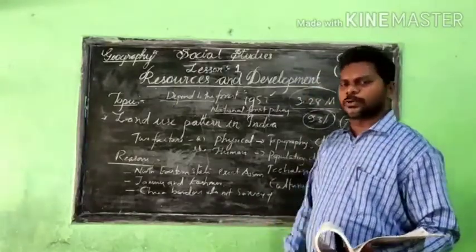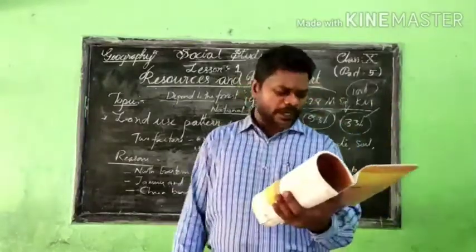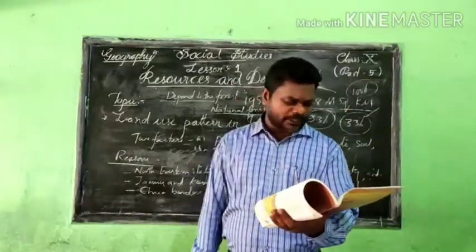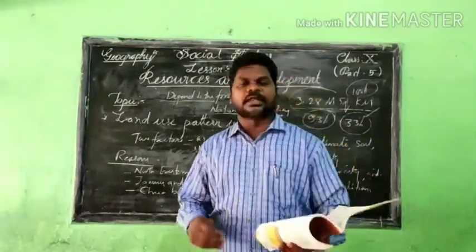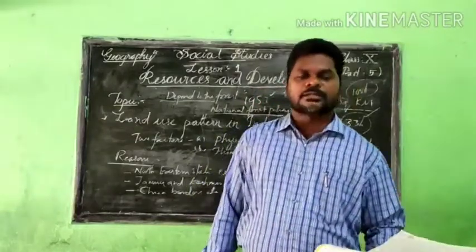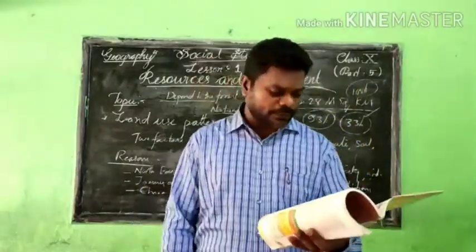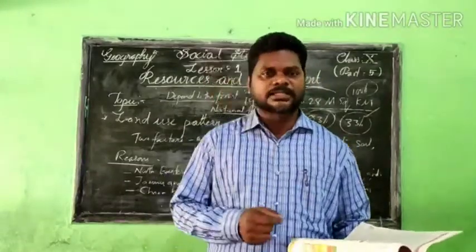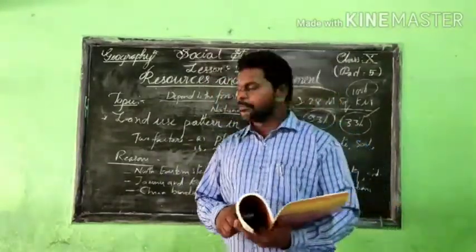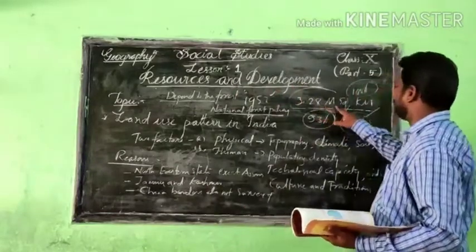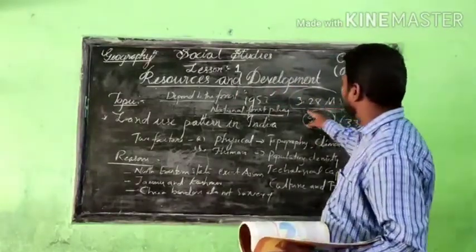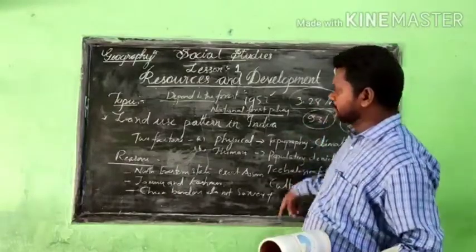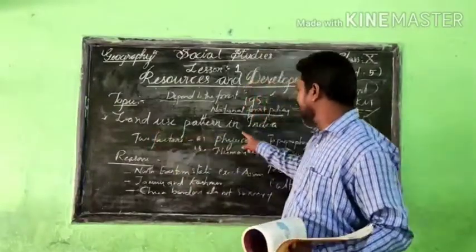There are so many reasons. Many lands people think of as wasteland, and some land is desert. In some areas people made settlements, and there are roads, railways, and industries. These are the reasons we can't do agriculture on the complete 3.28 million square kilometers, so only 93% we are doing. This is the information we get from the land use pattern in India.